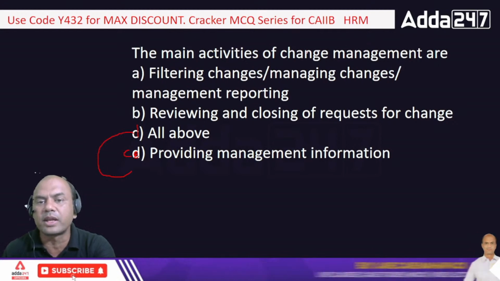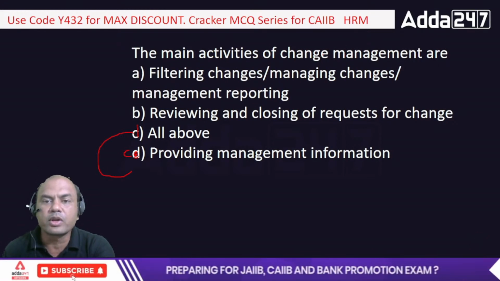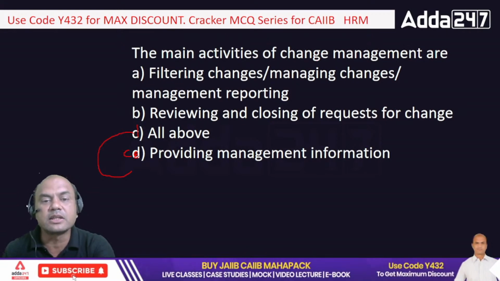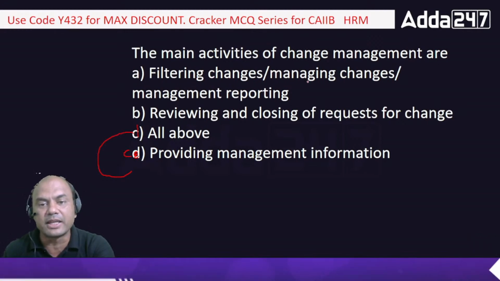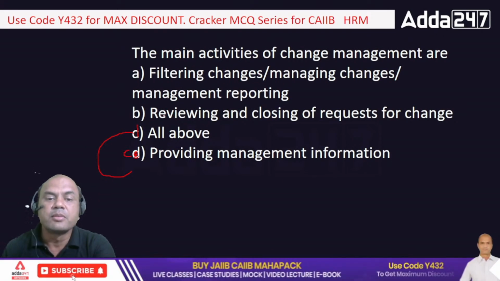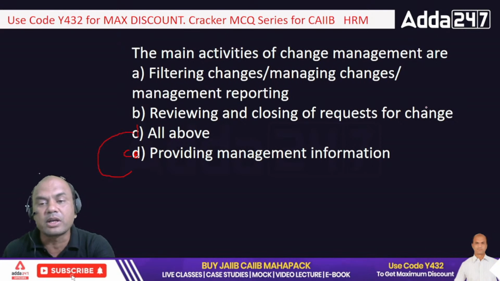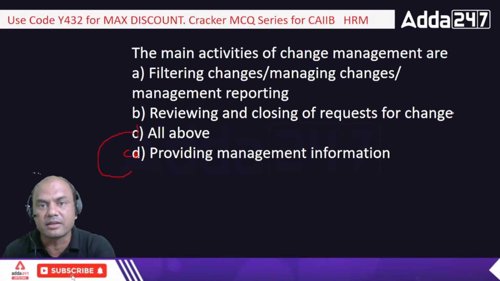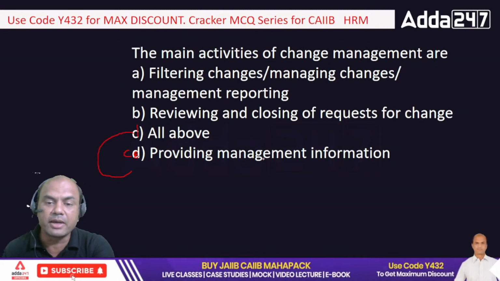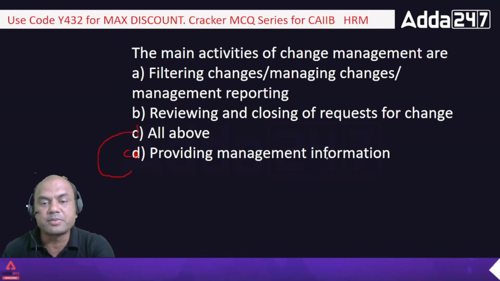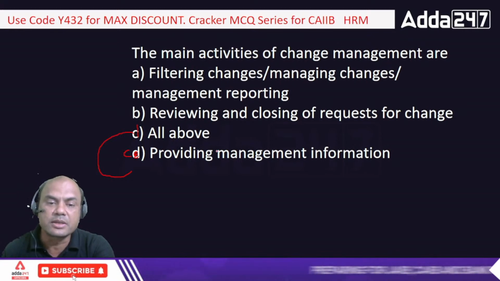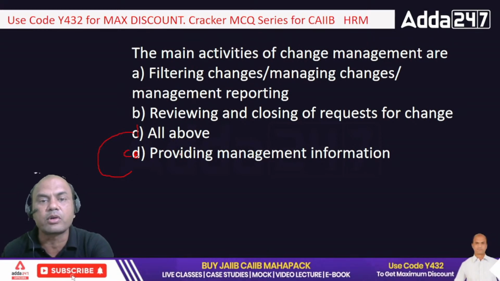Let's give an example. If you go for a software change in your organization, what are the steps followed? All the steps are required: filtering changes, managing changes, and management reporting. All these three are required. Importantly, reviewing and closing the request for change means whatever changes or gaps are there in those changes are reviewed and closed. Thirdly, providing management information is important. Management information becomes a part of MIS, Management Information System. Through this system, you can give a common platform for all the employees.